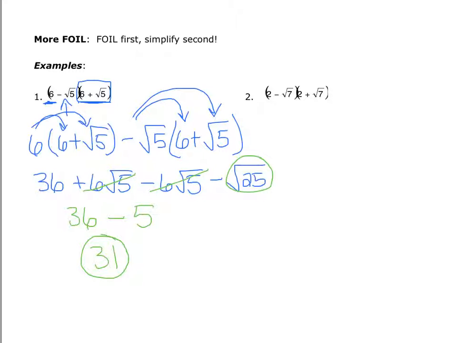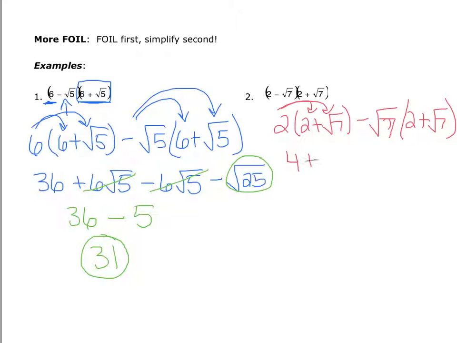In the last example, we are also going to do our double distribution. It is 2 times 2 plus radical 7 minus radical 7 times 2 plus radical 7 as well. 2 times 2 is 4. 2 times radical 7 is 2 radical 7. Negative radical 7 times 2 is negative 2 radical 7. And negative radical 7 times radical 7, we multiply those together, negative 49.